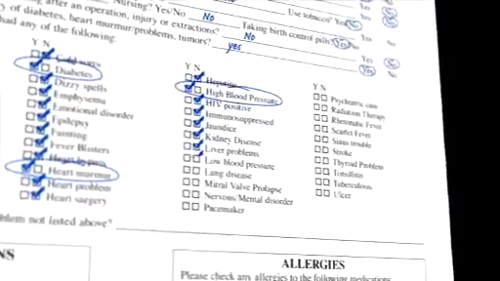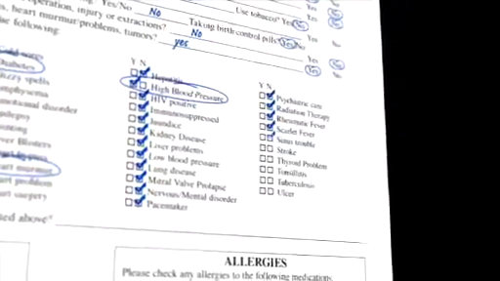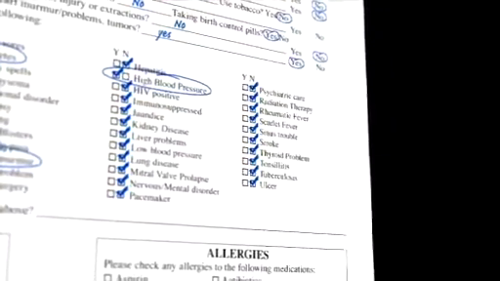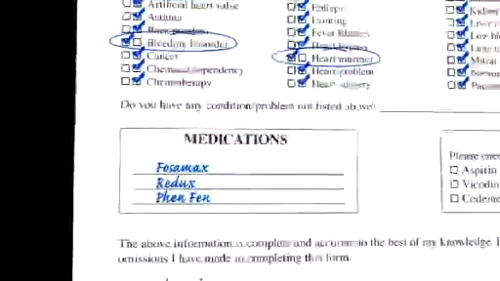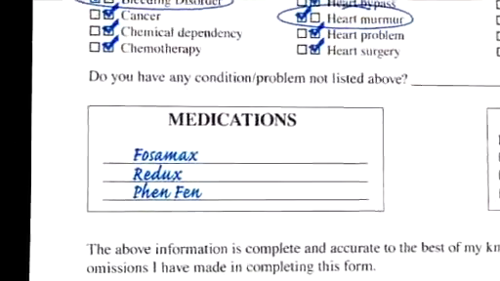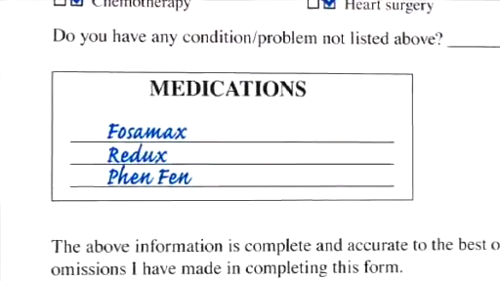You should also inform your dentist of any medications you are currently or have previously taken, such as Redux, Fen-Phen, blood thinners, or importantly, medications that contain bisphosphonates, like Fosamax.